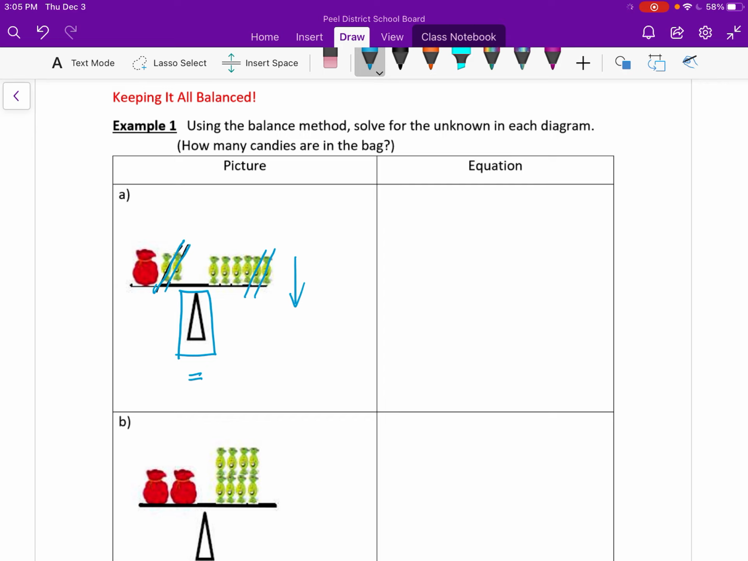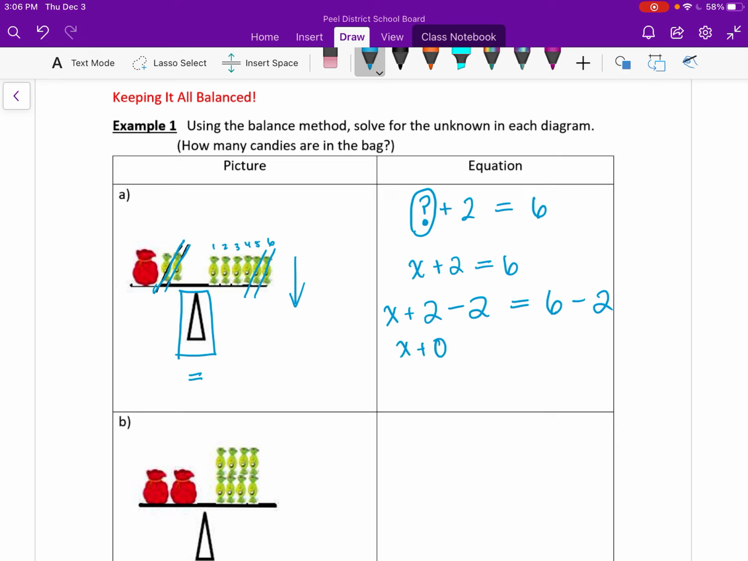What this looks like as an equation is that you had some amount of candies in your red bag plus two candies outside, equal to 1, 2, 3, 4, 5, 6 candies over here. I'm going to substitute this question mark with the variable x, so x plus 2 equals 6. I want to get this candy bag by itself, so I got rid of those two candies on that side. But in order to keep a balance, I also got rid of the two candies on this side. Plus 2 minus 2 is just going to be 0.